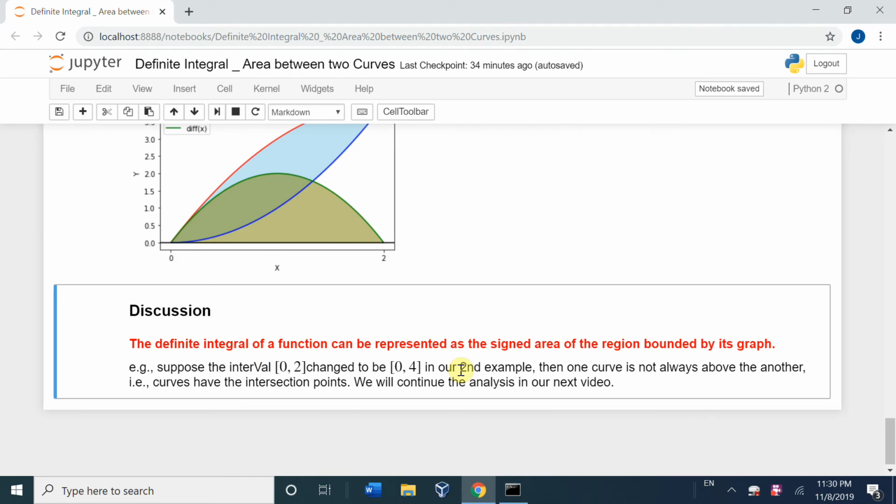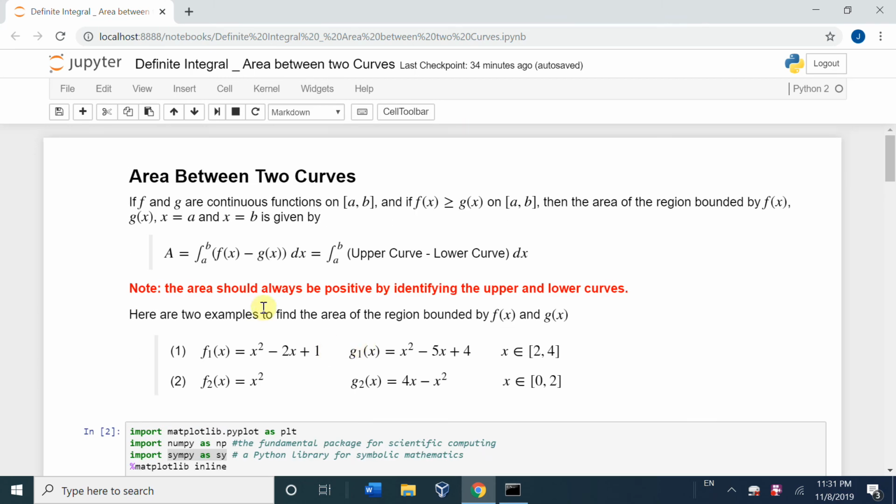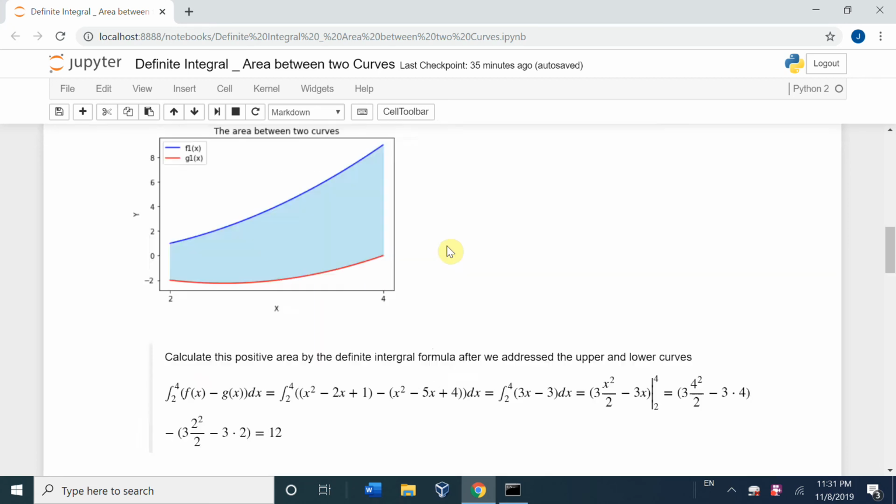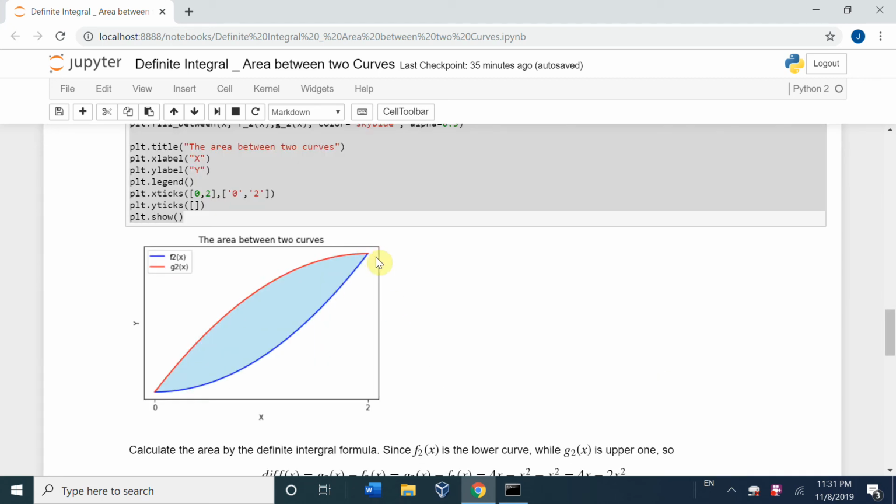In the last part of this video, we know the definite integral of a function can be represented as a signed area. So we have positive and negative areas of the region bounded by its graph. Here, we let the area be positive because those two curves have no point of intersection, so always one is above another. For our second example, you could see past x equals 2, this blue f of x was above this red g of x.